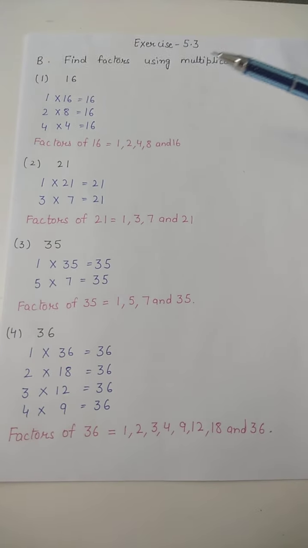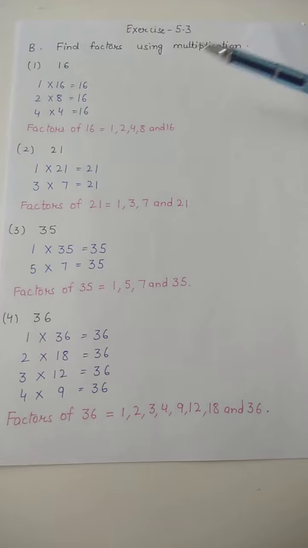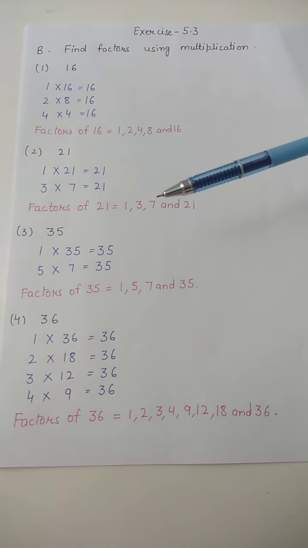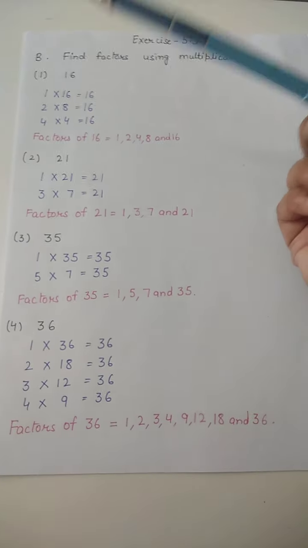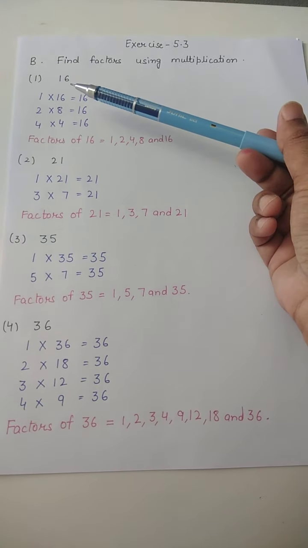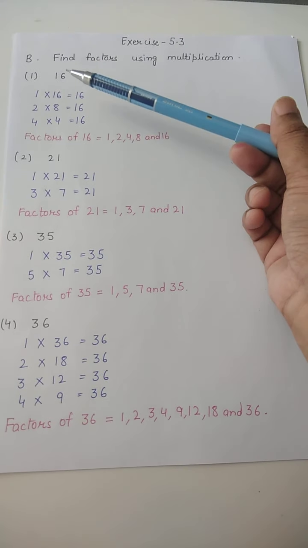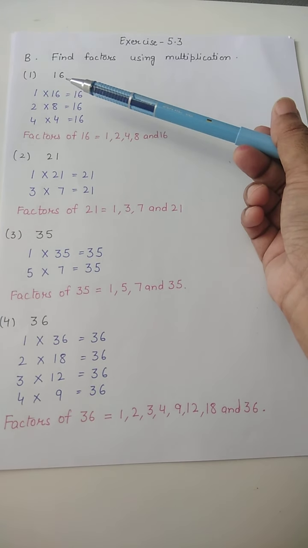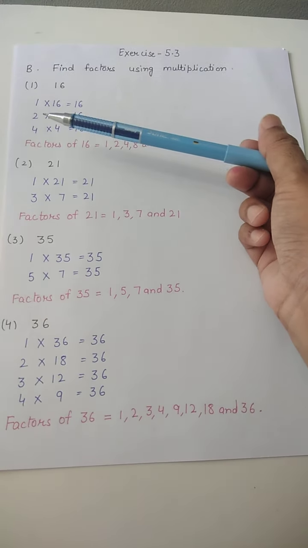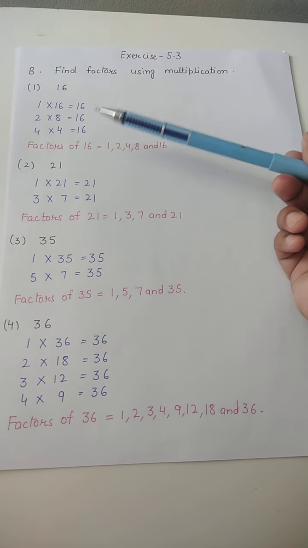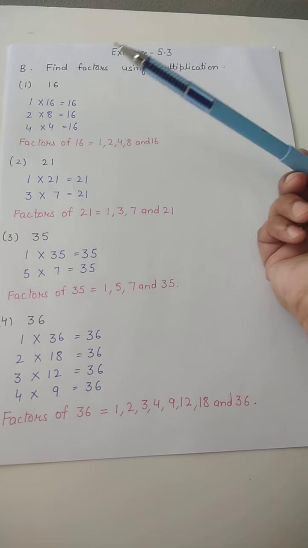Now this is the B question of exercise 5.3, find factors using multiplication. We have to do multiplication only and then write the factors. So first is 16. Always take 1 and the given number. So 1 multiplied by 16 is equal to 16, because 1 is a factor of 16 and 16 is also a factor of itself, because both numbers can divide 16. Now 2 8s are 16, so 2 multiplied by 8 is equal to 16. Then in the 4 table, 16 is coming, so 4 multiplied by 4 is equal to 16.